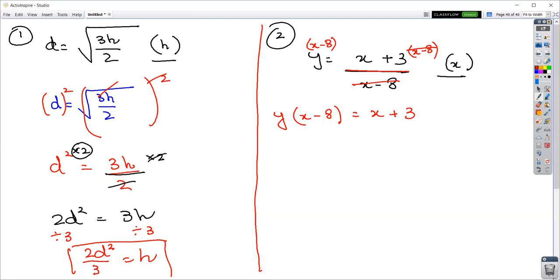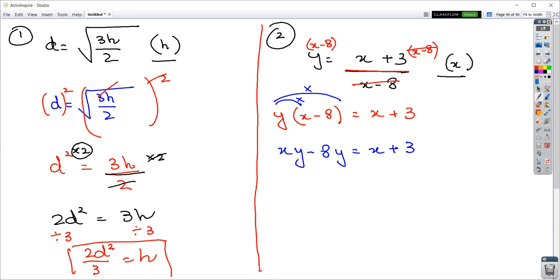Because now we have got the brackets on the left-hand side, we're going to first expand out the brackets. To expand out the bracket, it means we're going to multiply the term written outside the bracket with the terms inside the bracket, and you'll be getting xy minus 8y equals x plus 3.